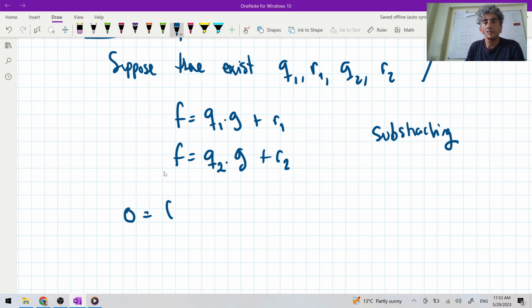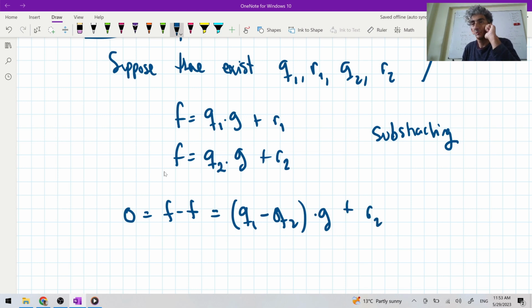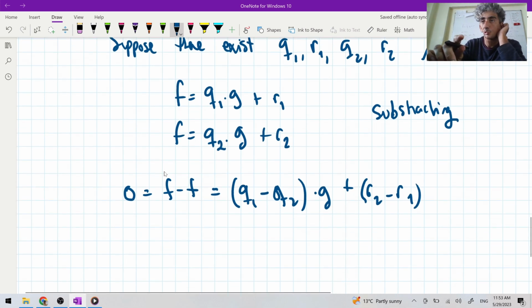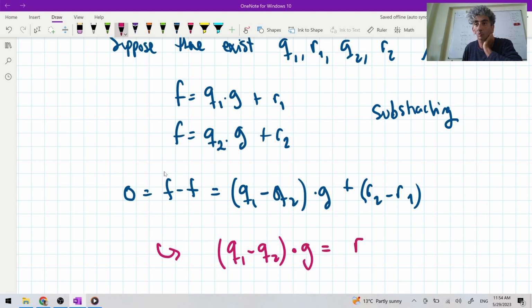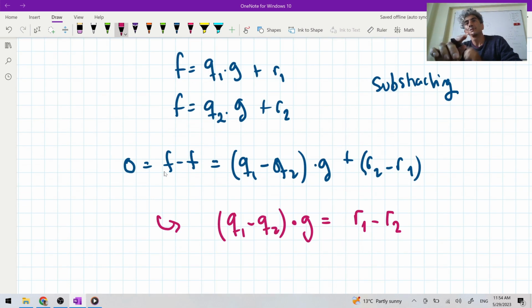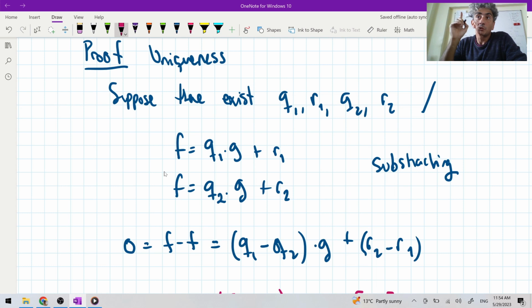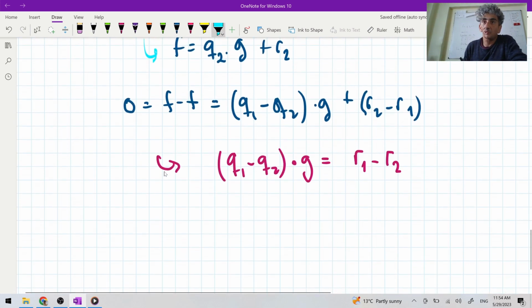We get F minus F, that being the zero polynomial, and then we have Q1 minus Q2 times G plus R2 minus R1, right? So if we rearrange this equation, what we get is the following. We get Q1 minus Q2 times G being R1 minus R2. So if there exist two pairs of polynomials that combined produce F in this way, then what we get is this equality.